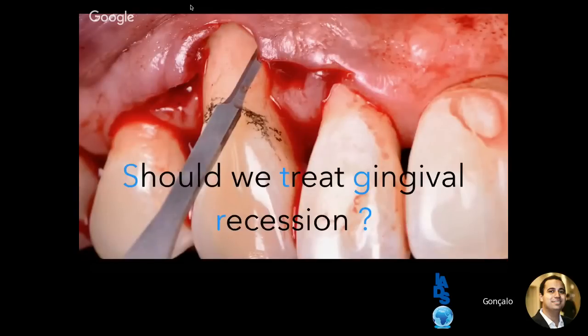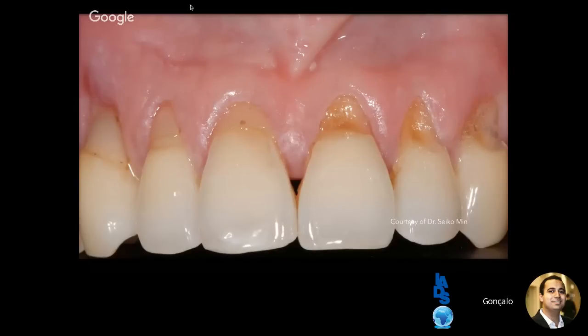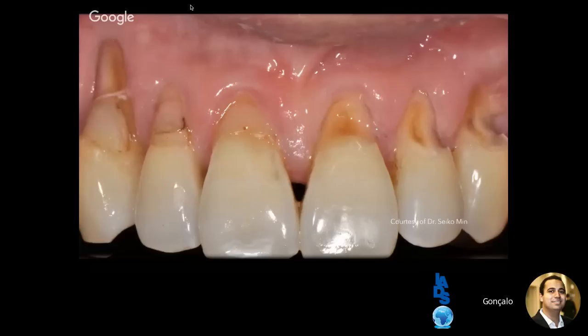So the question is, should we treat the gingival recessions, and when should we treat them? Here you can see a case where the patient came to advanced perio here at USC. We saw the patient for the first time like this, and then the patient went out of the city, and when she came back, this is what happened. So we can see the progression of these gingival recessions, and the question is, should we always treat gingival recessions? And the answer, of course, is no. It depends on the situation. So you have to evaluate the risk factors of each patient.